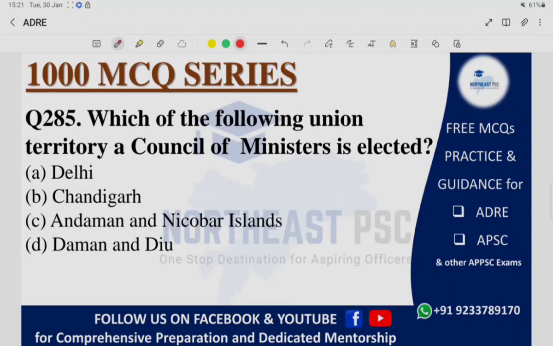Which of the following union territories has an elected council of ministers? Which of the following union territories have an elected council of ministers? It is pretty much easy: Delhi.